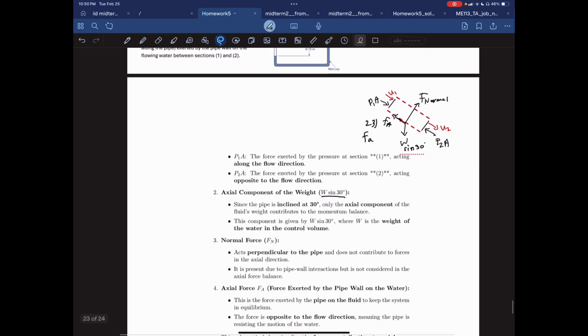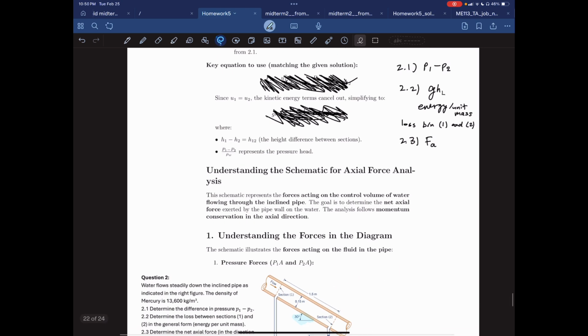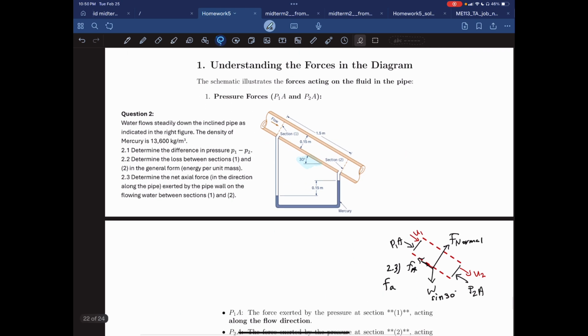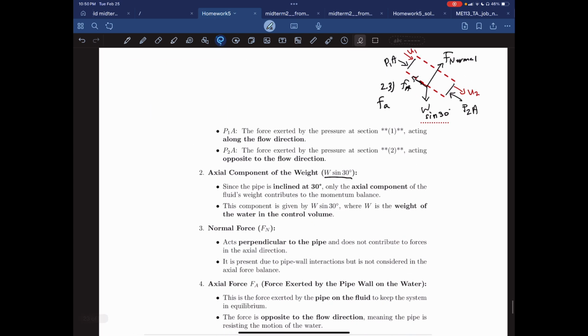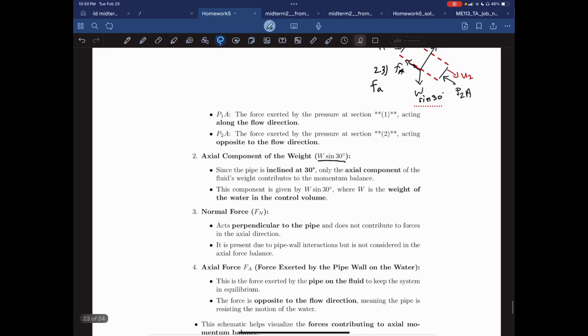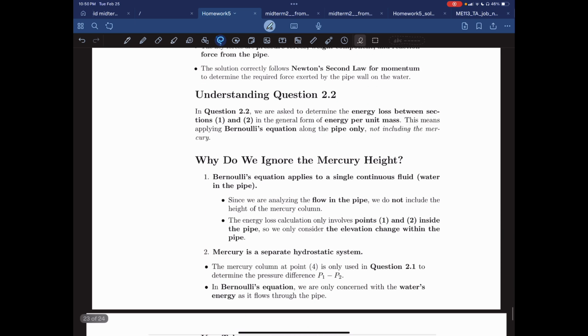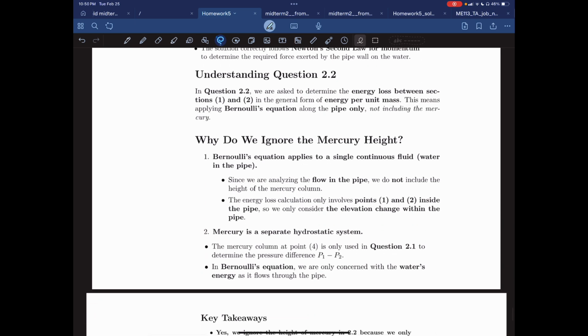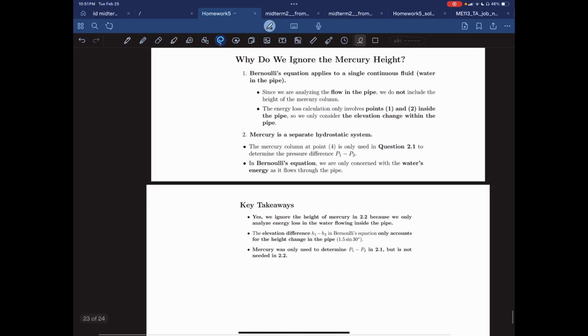So the professor has the schematic for the axial force for 2.3. You're going to have that W sine 30 for the weight of the water in the control volume. And we're going to be using Bernoulli's equation. Students were confused about the height differences.